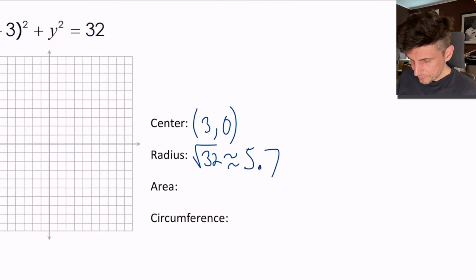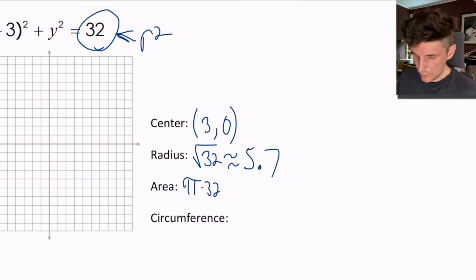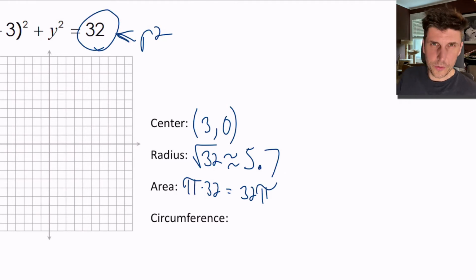And then we have the area is pi r squared. Well, I have good news for you. Pi r squared, this is right here, r squared. So it's just pi times 32, or 32 pi. Nobody's asking you here for a decimal. You can just leave it in terms of pi.